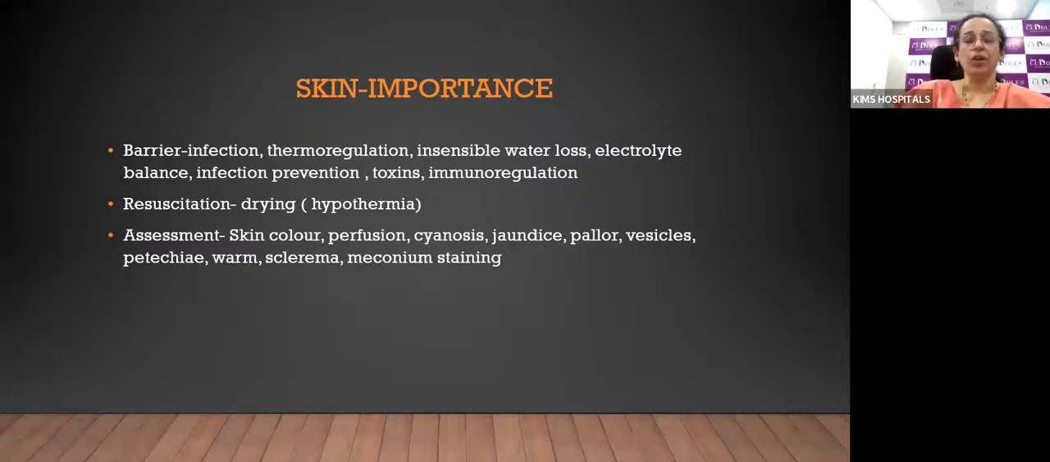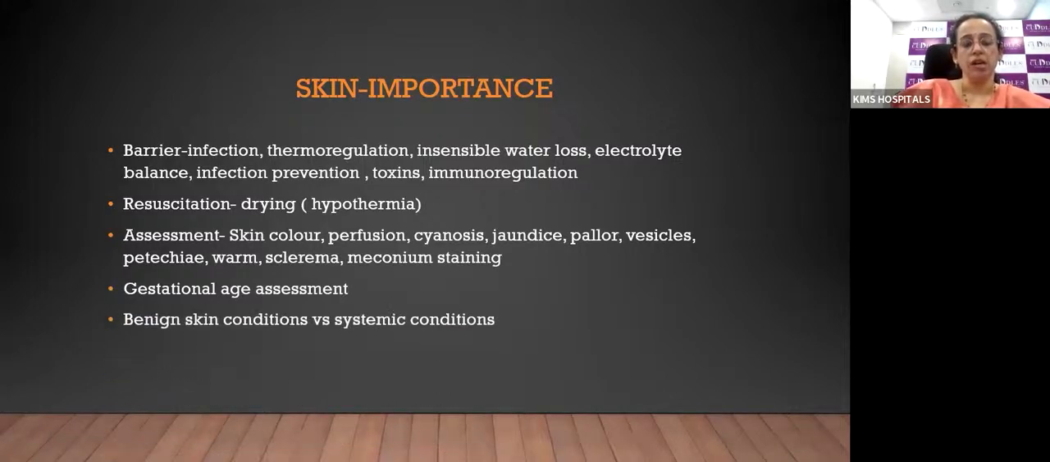And petechiae can be a sign of low platelet counts and systemic sepsis in a baby. We will also observe whether the skin is either warm or cold to touch, whether it is sclerematous, and whether it is meconium stained or not. So next, coming to the gestational age assessment, the skin plays an important role in the gestational age assessment of the baby. By looking at the color and blood vessels, and also the lanugo, we will assess the gestational age. So certain benign conditions versus systemic conditions we will also be going through in this topic.